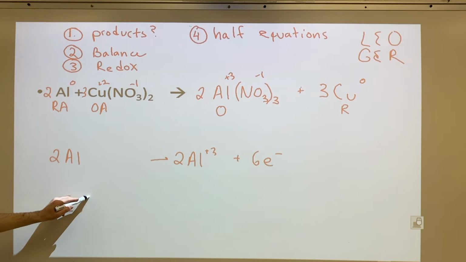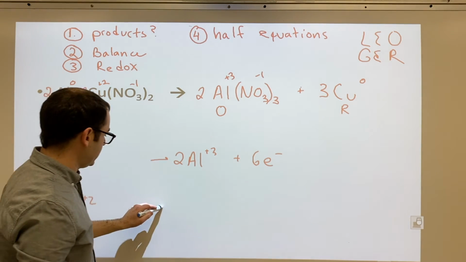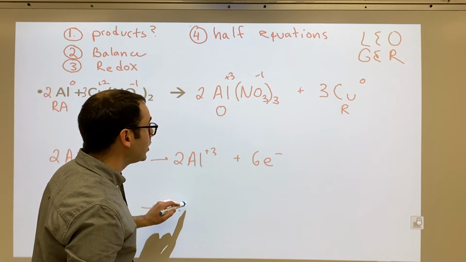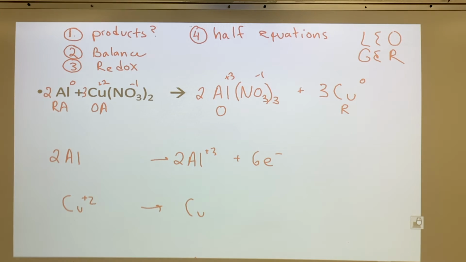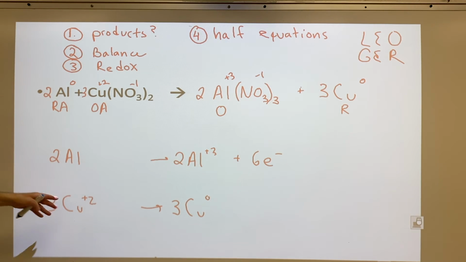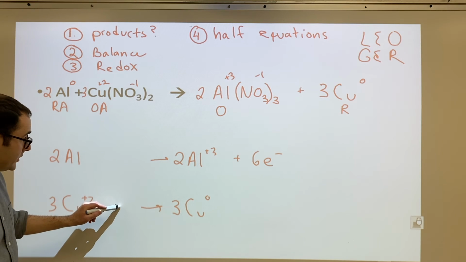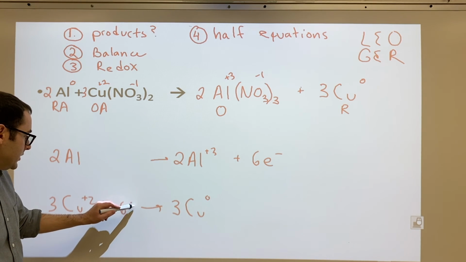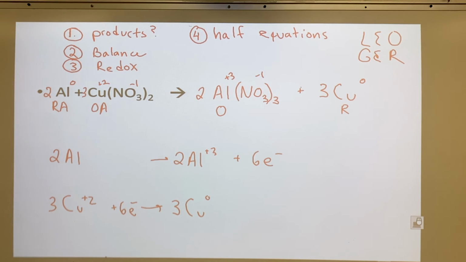Copper started out as +2, and then it went to, it was reduced, so it was brought to 0. And how many do we have of them? We have 3. And we have 3 here. Okay. So copper went from +2 to 0. Did it gain or lose electrons? Gained electrons. Yeah, how many did it gain? Each one gained 2, and there was 3 of them here. So the total is +6 electrons. Yeah, exactly. All right.